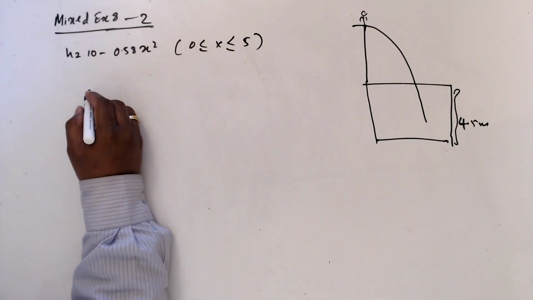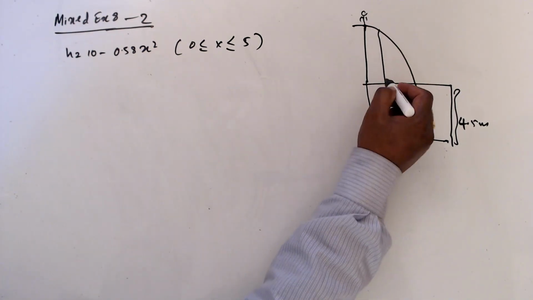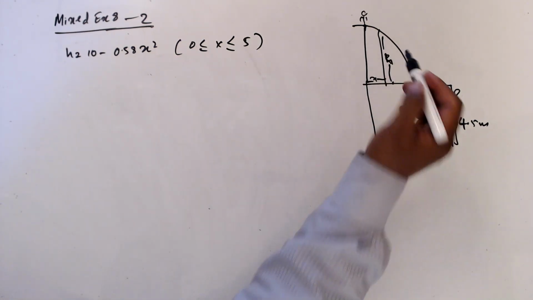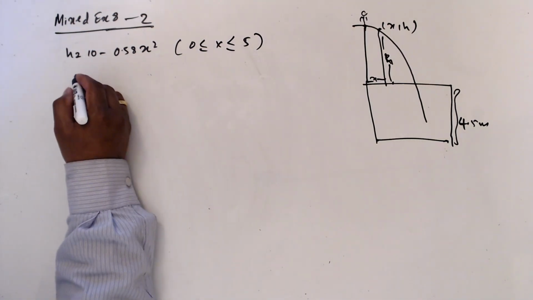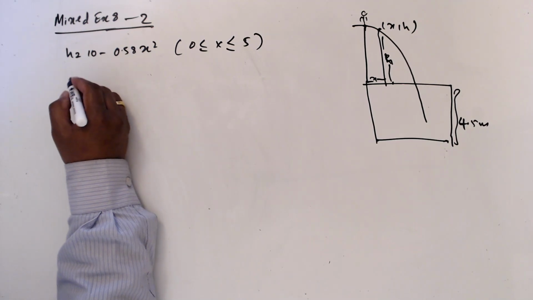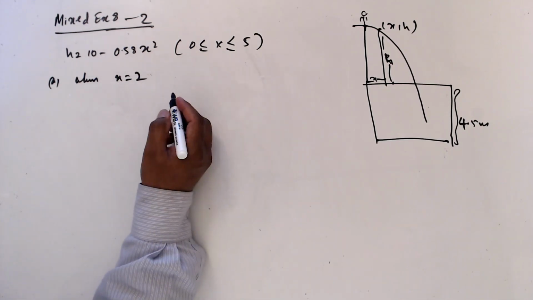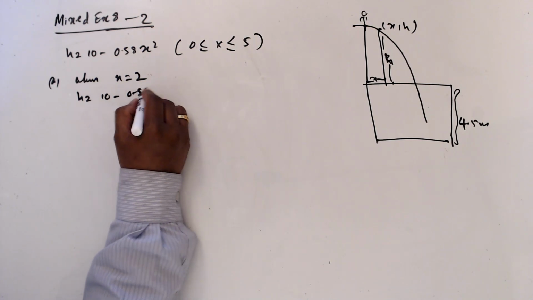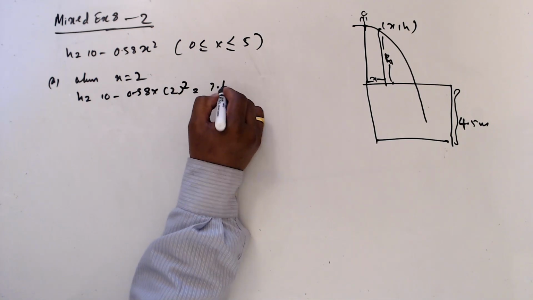And find the height of the diver when x equals 2. So this is the distance from the board, and h is the height. So this is going to be the coordinate (x, h). When x equals 2, h equals 10 minus 0.58 times 2 squared, that is you will get 7.68.